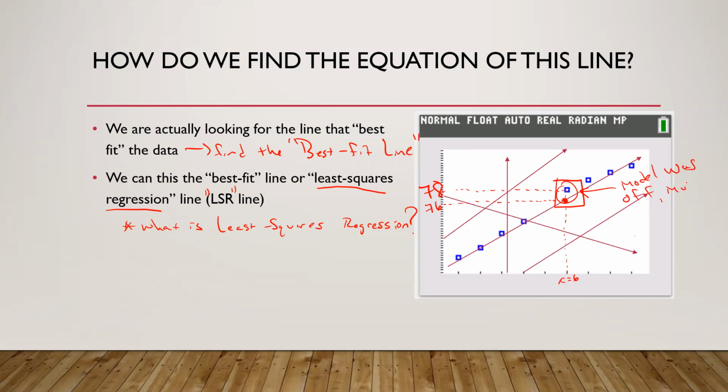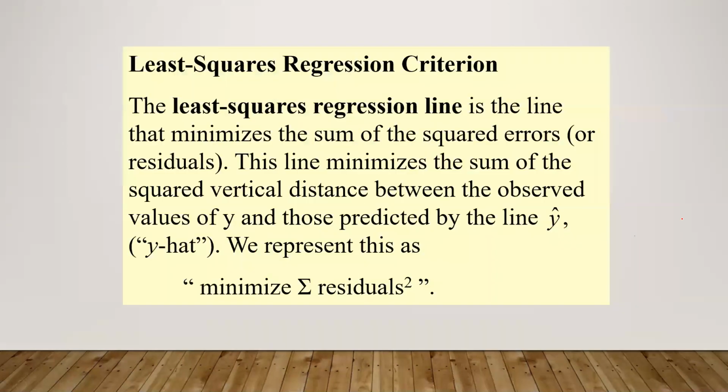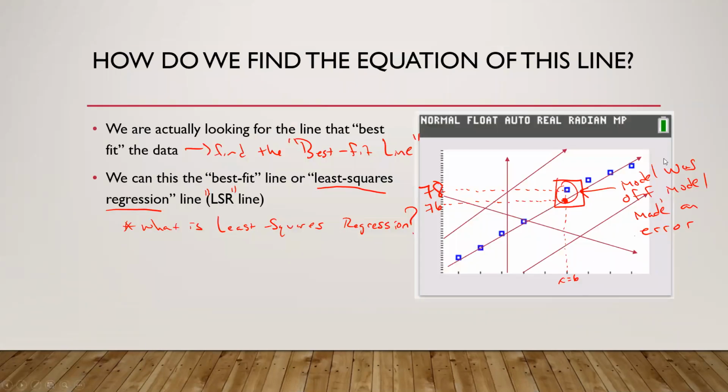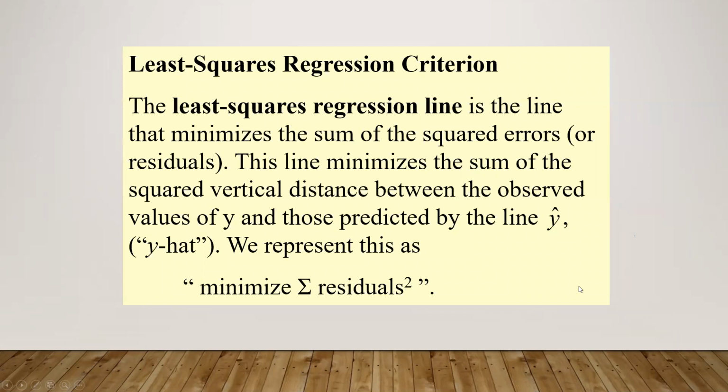Okay, or another way of saying this is the model made an error. And that's okay, the model's going to make an error, it's not a big deal. So what the least squares regression line does is it's the line that minimizes the sum of the squared errors. The reason we square them is sometimes you make a positive error, sometimes a negative error, so you square them to make it all positive. And so this line minimizes the sum of the squared vertical distance between the observed values of y.